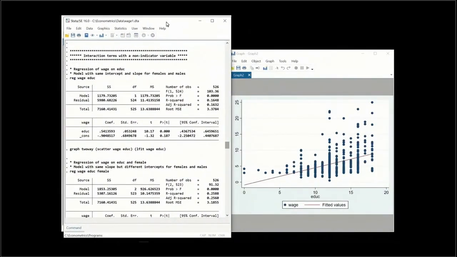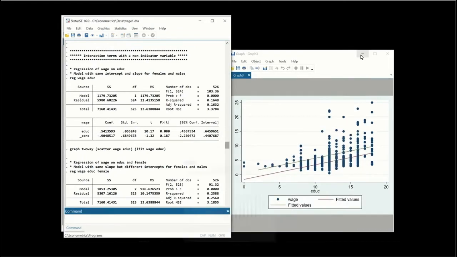So the graph would be just one graph for both males and females, and we have a positive slope. This positive slope is equal to 0.54, and the intercept is minus 0.9. This is basically where this line is going to hit the 0 here. And so this is how the graph looks when females and males are combined into one regression.